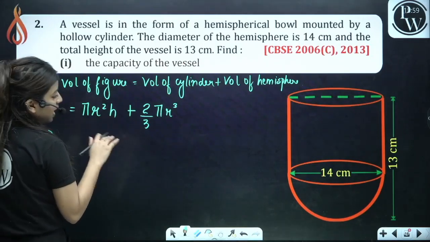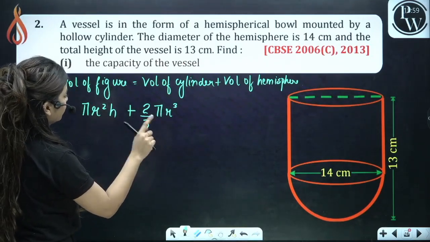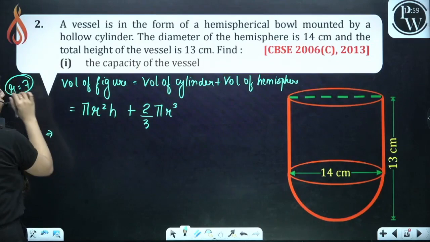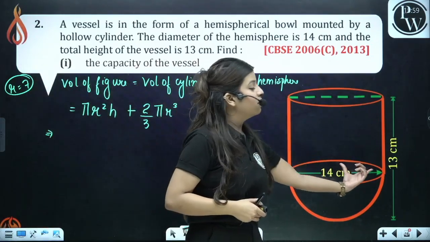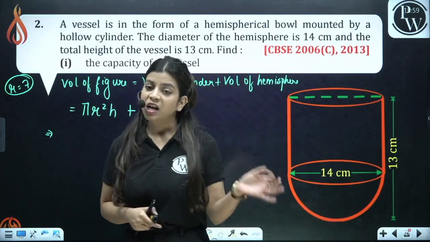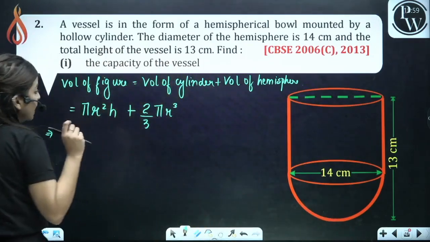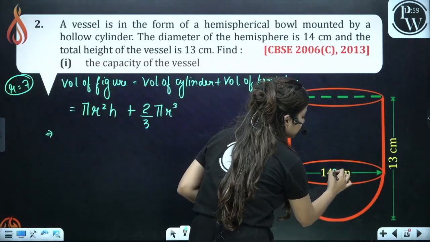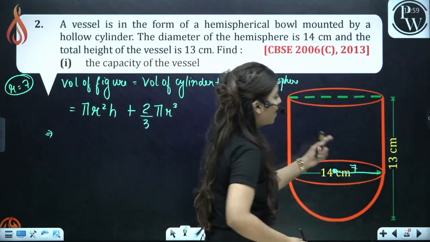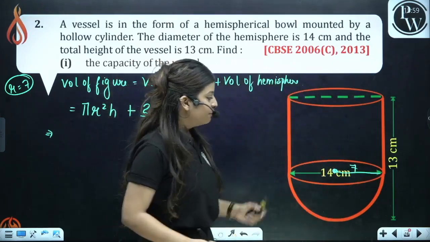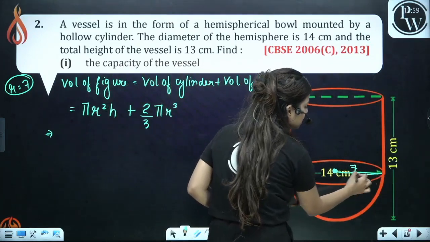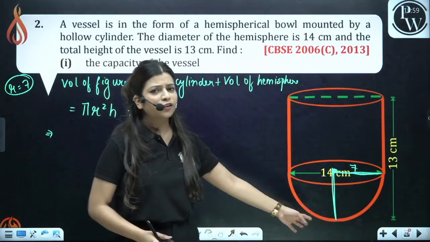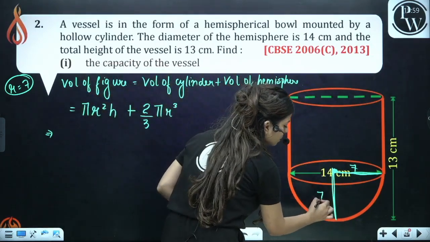You can take pi r square common because the diameter over here is 14, so the radius will be 7, students. For the whole figure, the radius of the cylinder is equal to that of the hemispherical ball. So the radius will be the same in both cases. See, what I said, the radius of this hemisphere will be 7 and that of the cylinder will also be 7. This lower part is also the radius of the hemisphere. That means this is also 7, right?